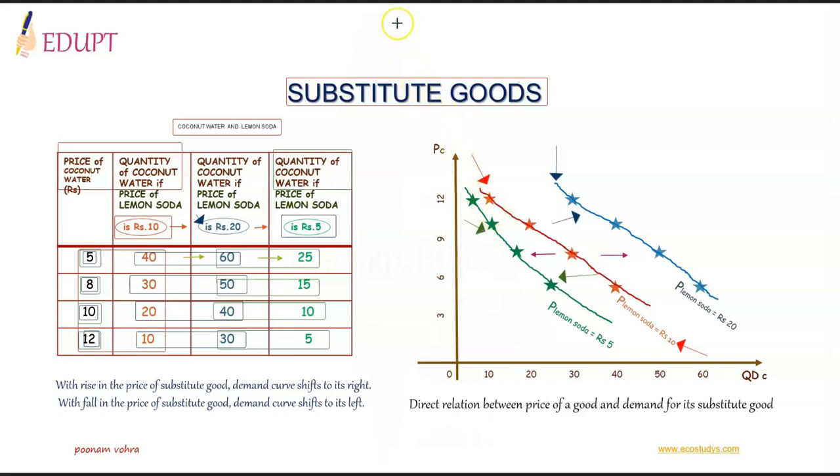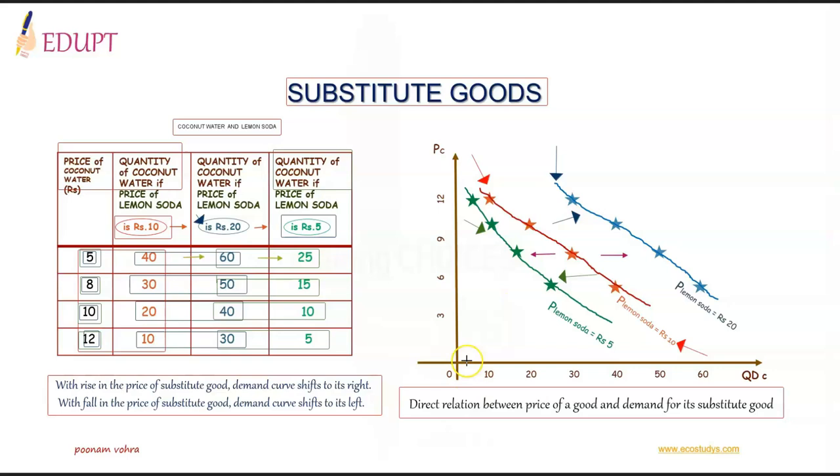So one can easily say that with rise in the price of substitute good, demand curve shifts towards its right, and with fall in the price of substitute good, demand curve shifts towards its left. So there exists a direct relation between price of a good and demand for its substitute good.